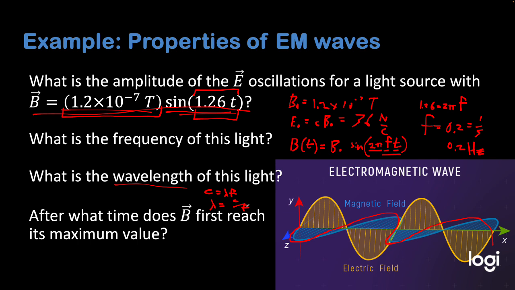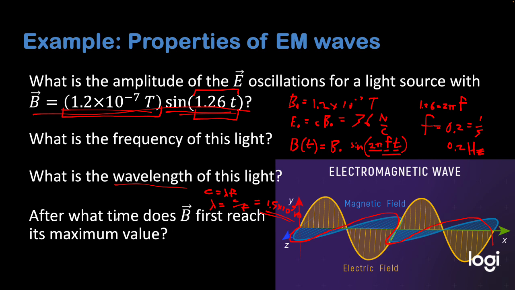And if we take that, that would be 3 times 10 to the 8 meters per second for c, divided by f, which is 0.2. And this wavelength is huge. It's 1.5 times 10 to the 9 meters. So to have something with such a small frequency, you need such a huge wavelength for light. So most light has a much higher frequency than this and a much shorter wavelength.